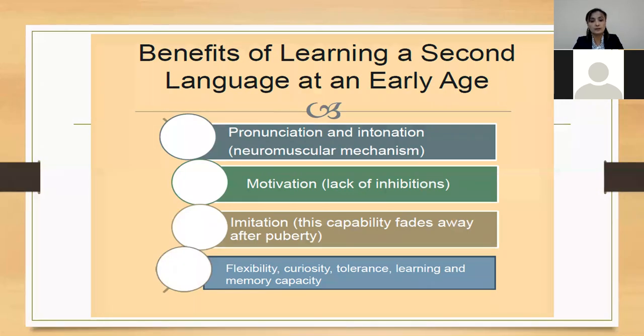Flexibility, curiosity. You know that especially young learners are very curious, curious enough, let's say. Tolerance, and learning and memory capacity. If we take the memory also, if we compare the young learners' memory and adult learners' memory, young learners may remember easily, and that is why they may learn better than adult learners. Okay, and we will continue.